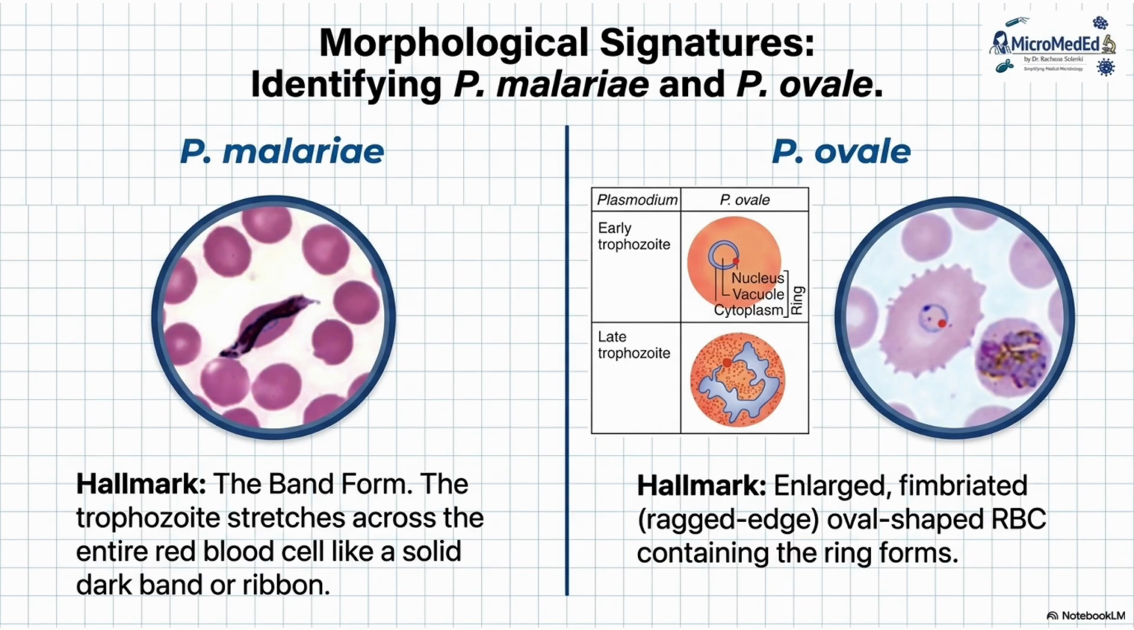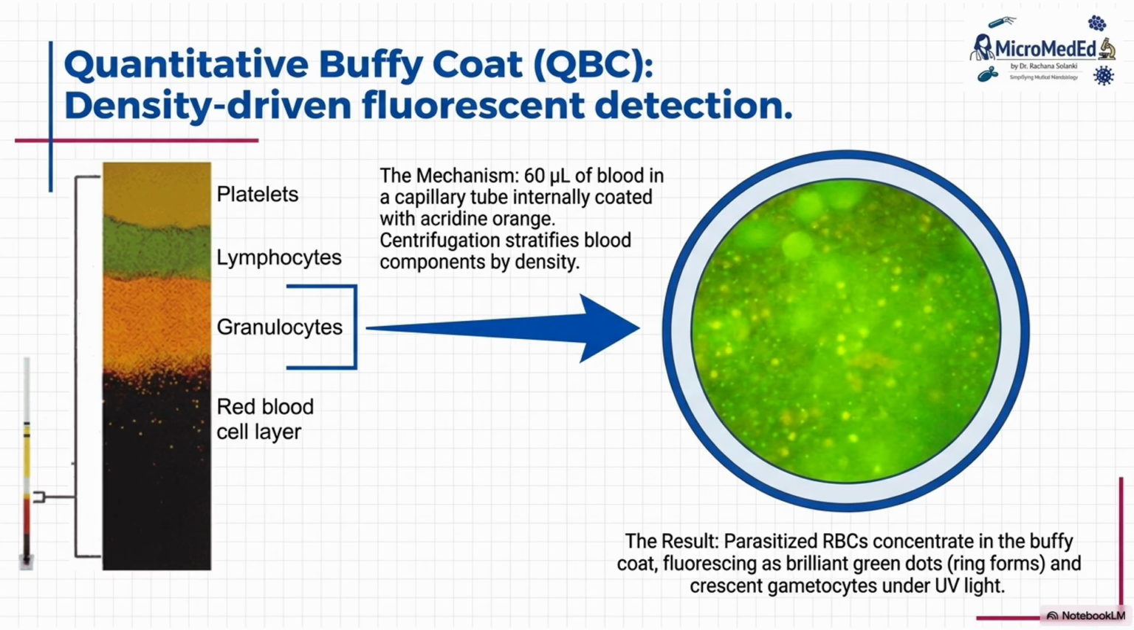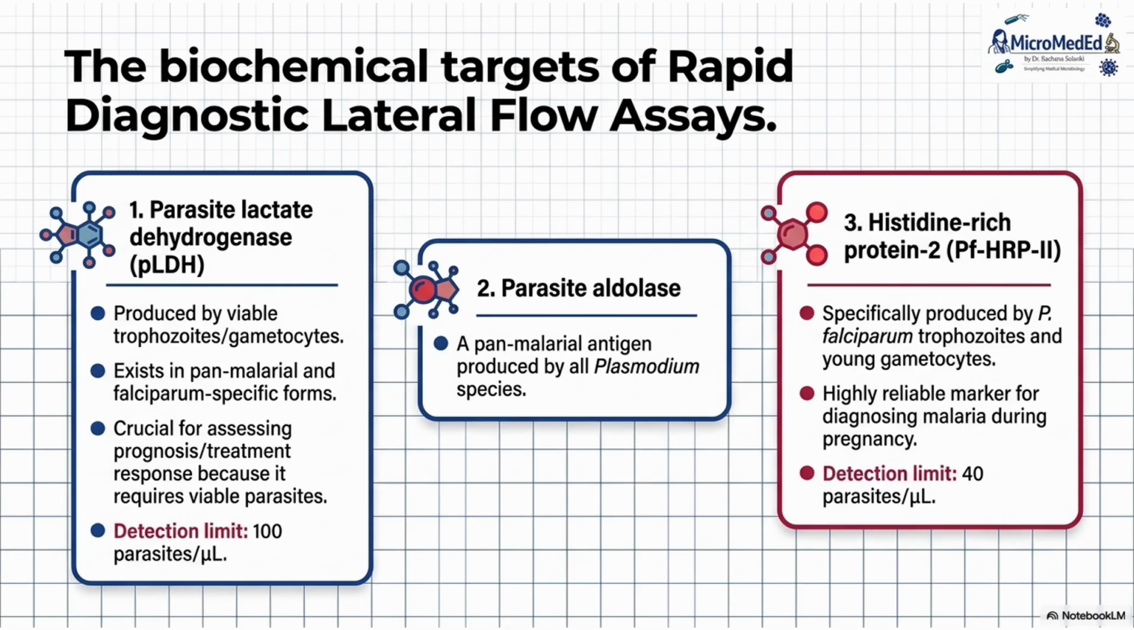Now the malariae and ovale. The malariae, there is a characteristic band form. The trophozoites stretch across the entire RBC like a solid dark band. And in case of ovale, the hallmark is enlarged but fimbriated, that is rag edge oval shaped RBC containing ring form. In QBC, basically, the blood would be taken in a capillary tube which is internally coated with the acridine orange. And after centrifugation, in the Buffy coat, you will find fluorescent brilliant green dots that are the ring forms that are present. Even you can find gametocytes under ultraviolet red.